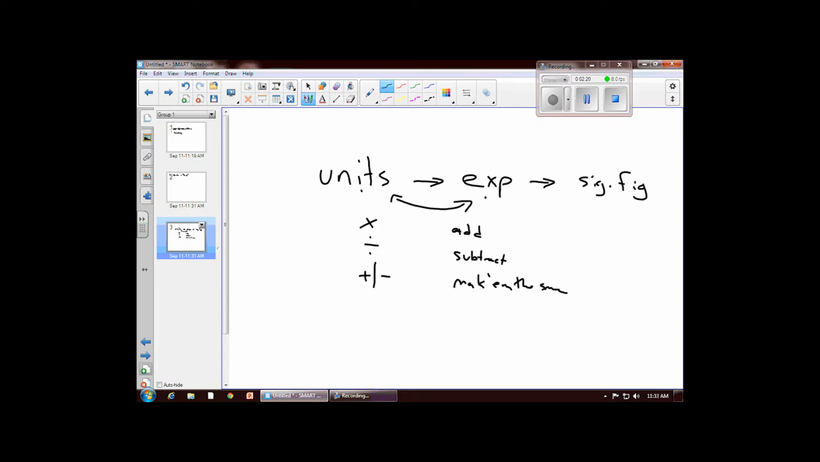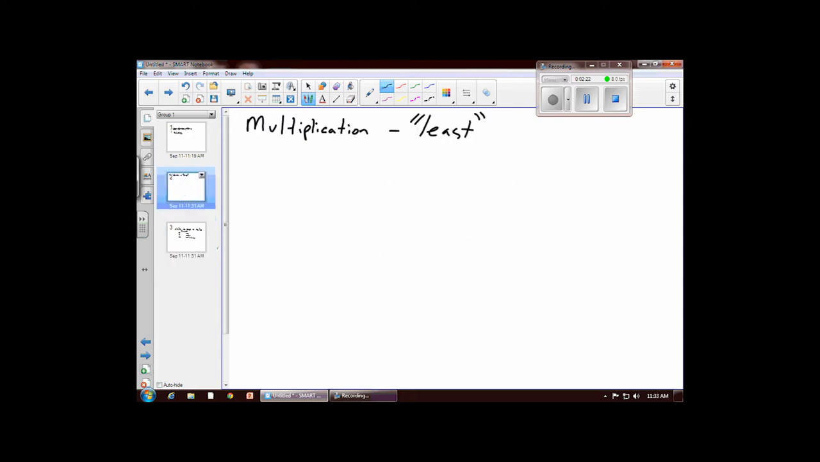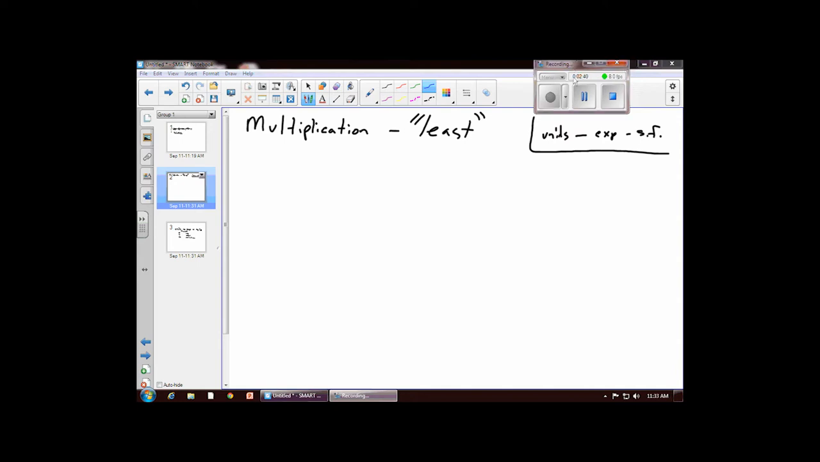So we're going to go back to the original page that we had. I'm actually going to put this in the corner just so we never forget. Our order of function is always units, exponents, and sig figs. Now, the best way to do this is to practice a problem. So I'm going to give you the top end problem you can do with multiplication, and we're going to follow the steps all the way through. I'm making this as we go along.